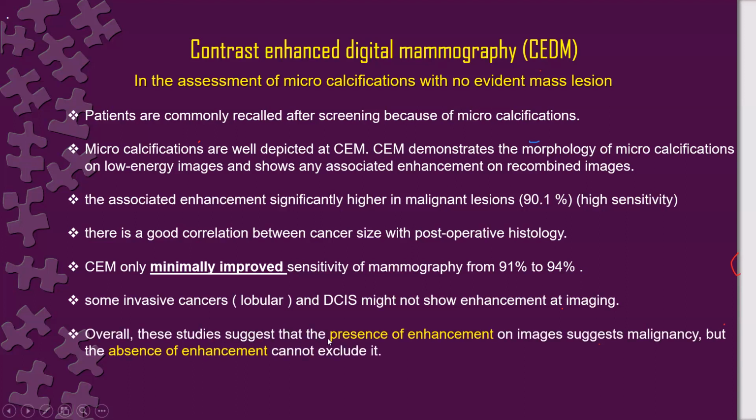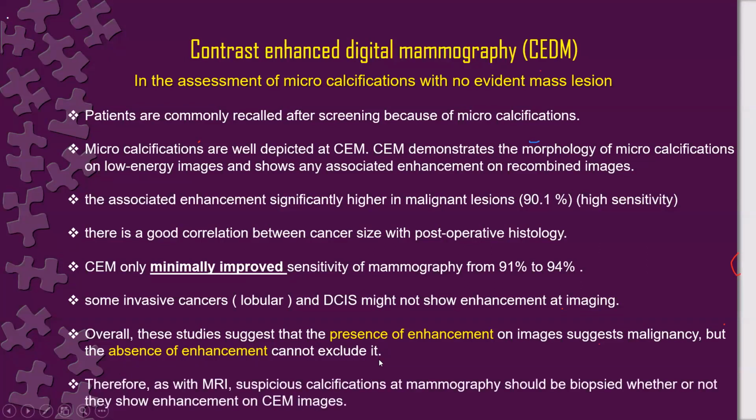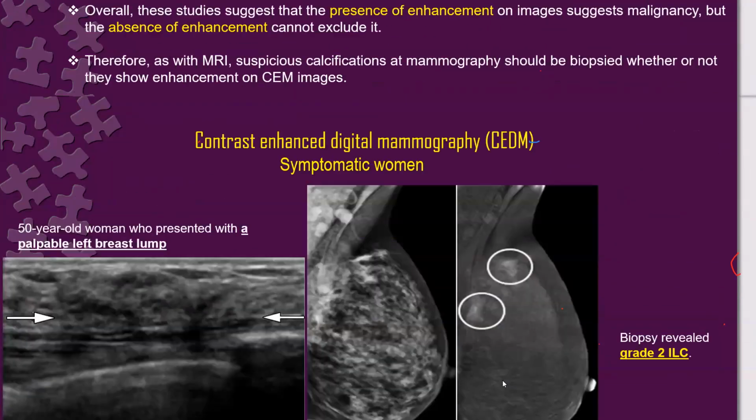So overall, studies suggest that the presence of enhancement on imaging suggests malignancy, but absence of enhancement cannot exclude it. And therefore, as with MRI, suspicious calcifications at mammography should be biopsied whether or not they show enhancement. If morphologically suspicious, but on contrast enhanced mammography or on MRI they don't show enhancement, you have to proceed and biopsy that calcification. Is it clear?